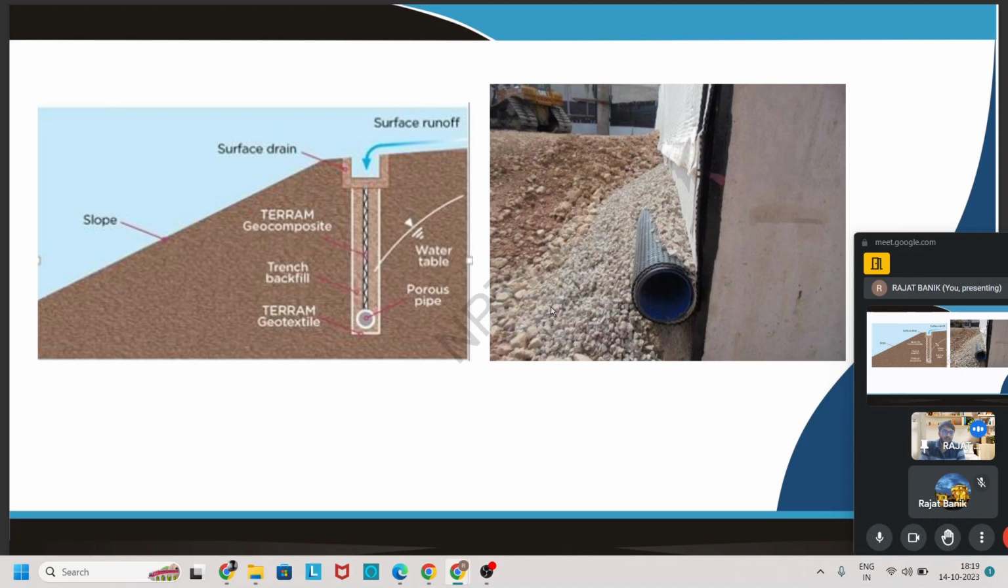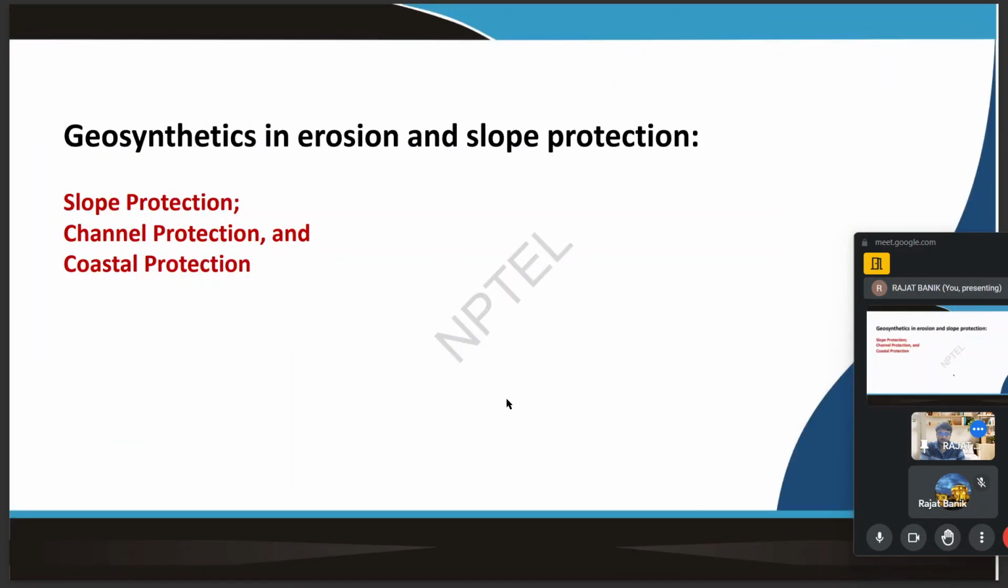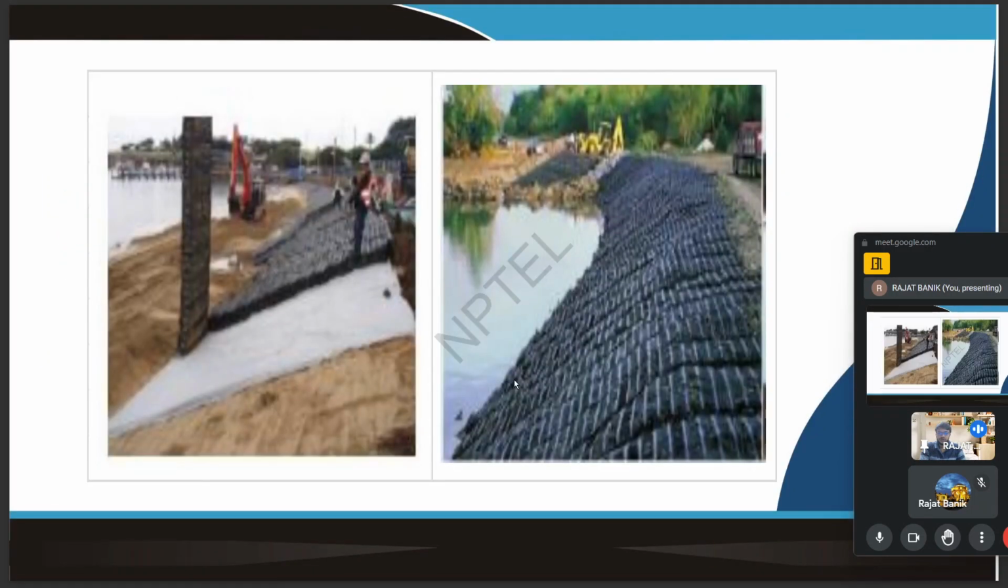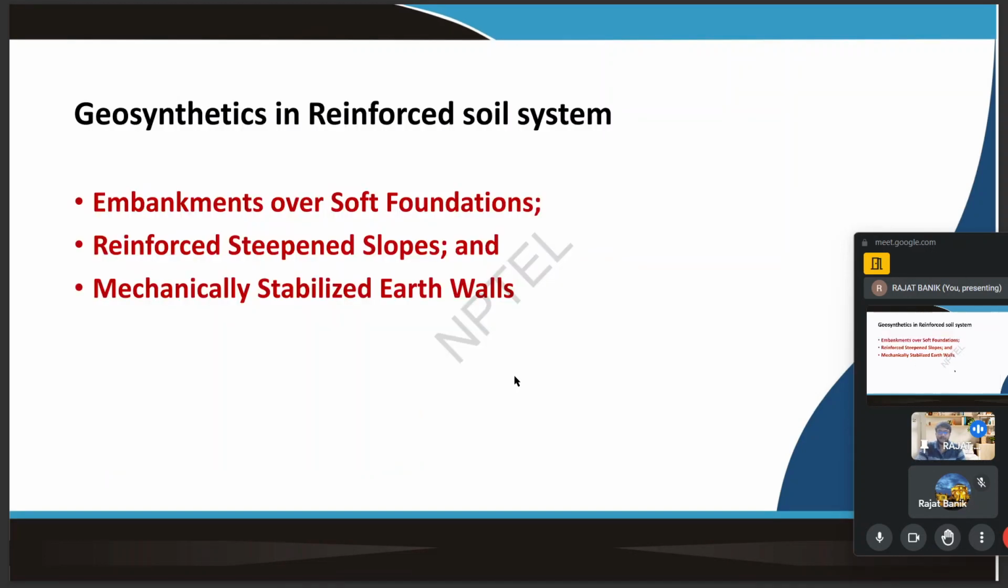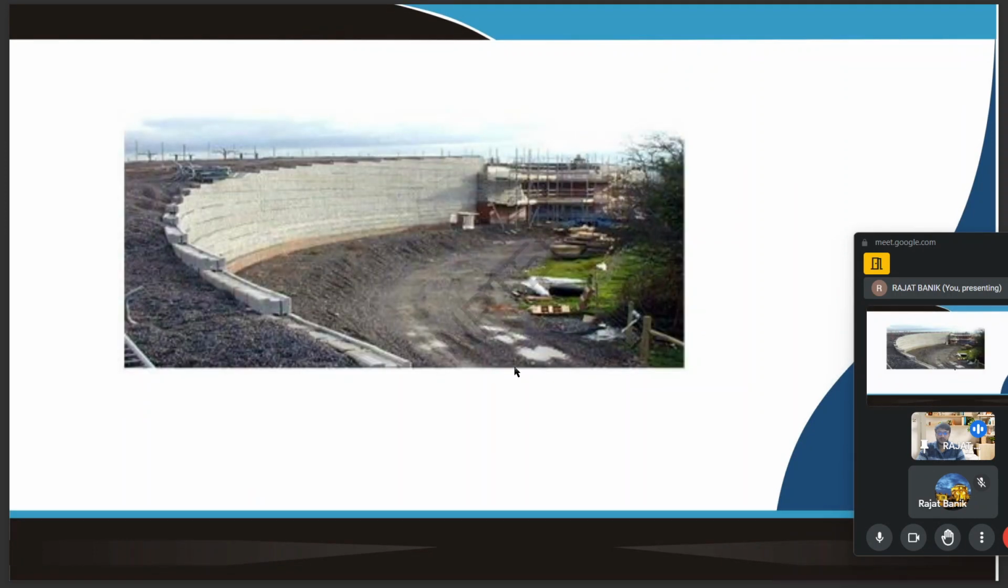And you can see that due to this arrangement, the depth of the water table also gets reduced. One more picture is given showing how to stabilize the slope, like this way.